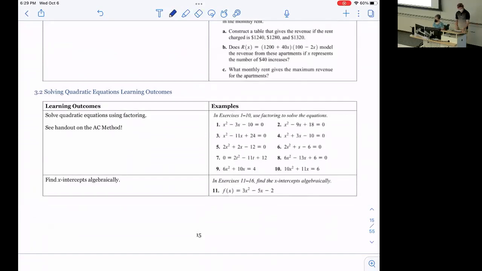Sure. All right, so in section 3.2, we switched to solving quadratic equations. And have you guys seen the AC method handout?